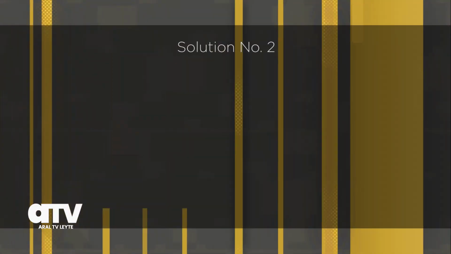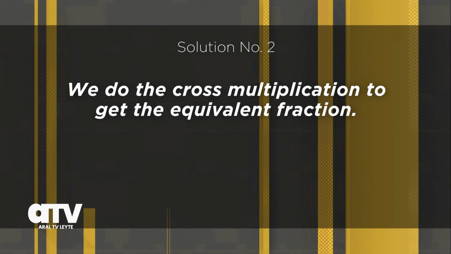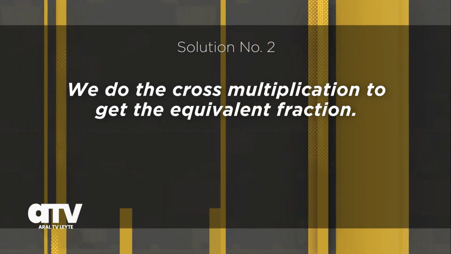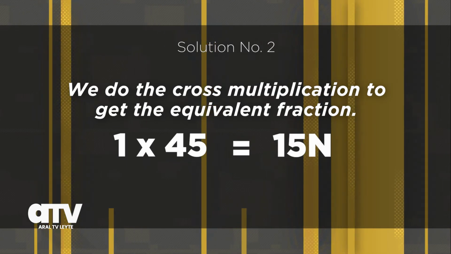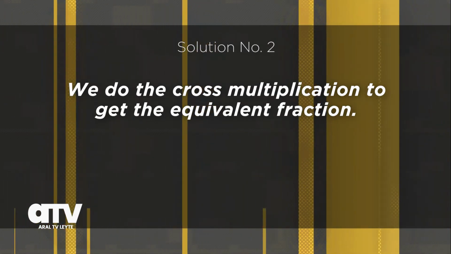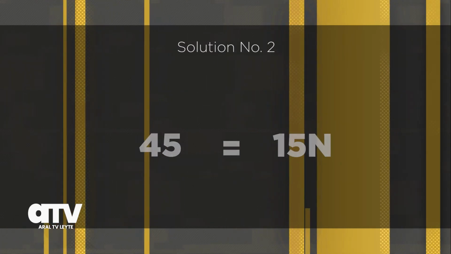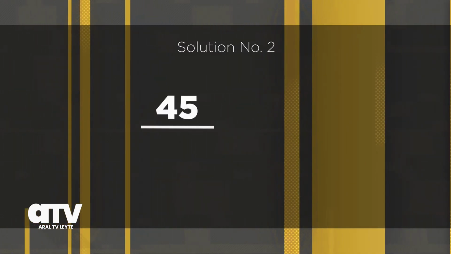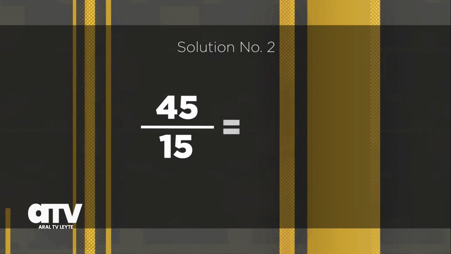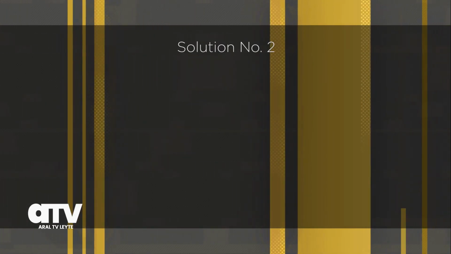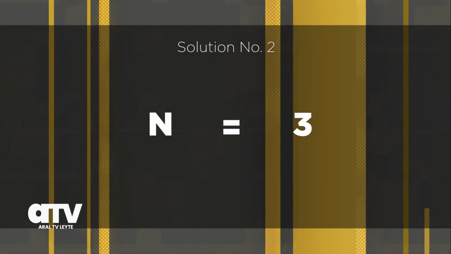In solution number 2, we do cross multiplication to get the equivalent fraction, wherein 1 times 45 is equal to 15n. 45 is equal to 15n. 45 over 15 is equal to 15n over 15. N is equal to 3.